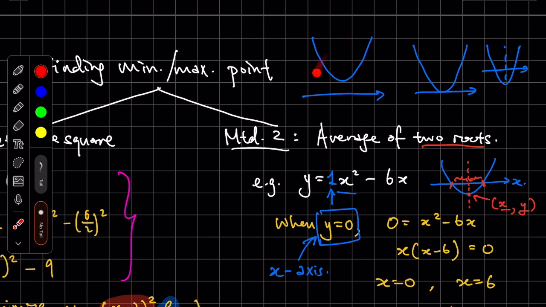Then in the first case, you can't even use this method. There's no roots, it doesn't cut. In this case, you will get one root. If you realize that one root means that's the turning point, then okay, you can continue with that. But if there's no roots, you get stuck.